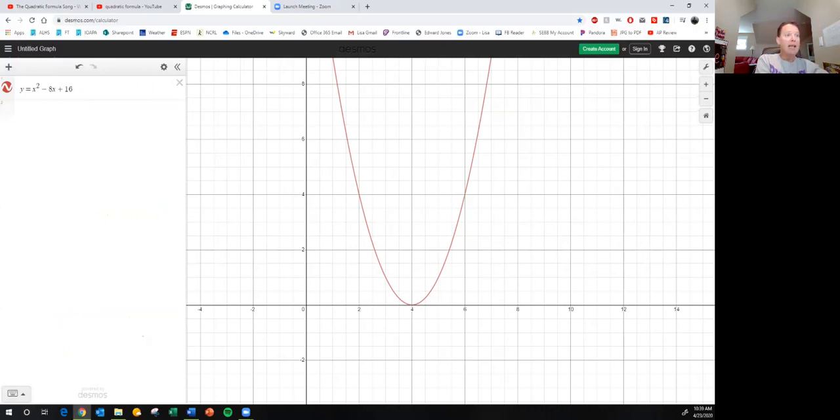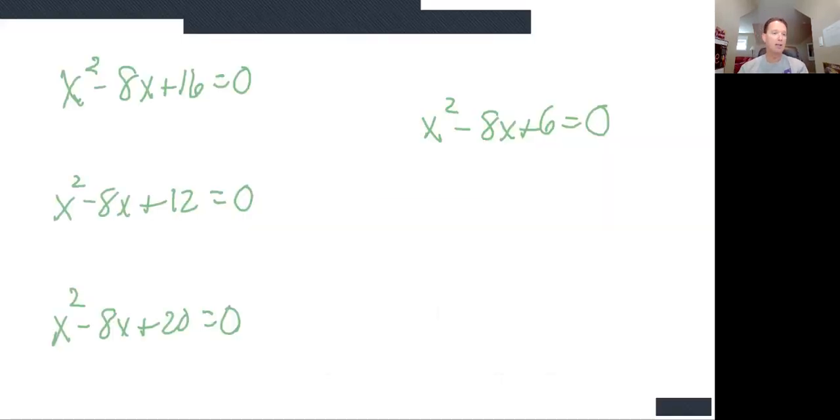So what I'm looking at is where this graph has y equals 0. That means the x-axis. I want you to notice that this one graph hits the x-axis in one spot only. It's right there, (4, 0). Okay, remember that. It hits the graph in one spot only.